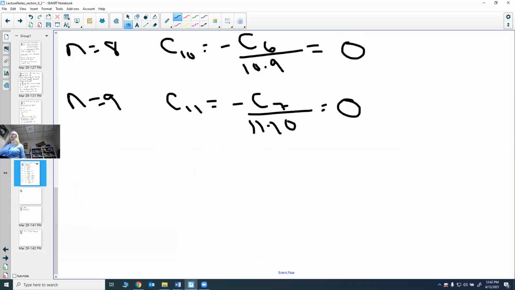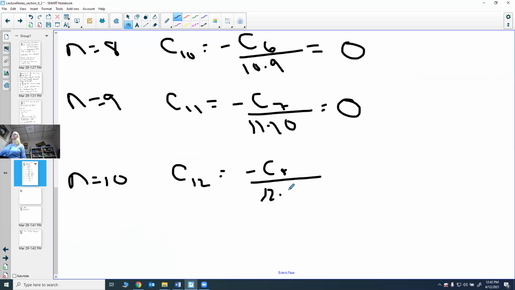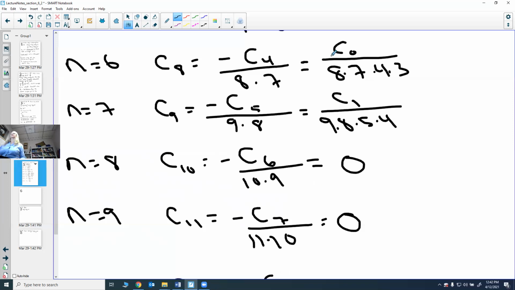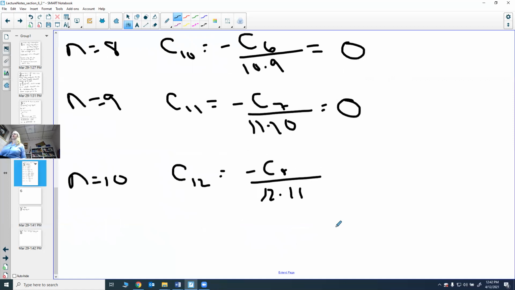Let's just do one more just to make sure. N equals 10. That'd be C sub 12. That'd be minus C sub 8 over 12 times 11. Again, if I know C sub 8, I can find C sub 12. But I do know C sub 8. It's C0 over 8 times 7 times 4 times 3. So this is going to become minus C0 over 12 times 11 times 8 times 7 times 4 times 3.